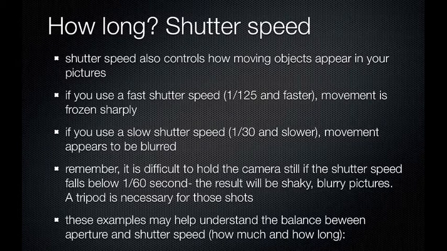Remember, it is difficult to hold the camera still if the shutter speed falls below 1/60th of a second. The result will be shaky, blurry pictures. A tripod is necessary for those shots. These examples may help you understand the balance between aperture and shutter speed, or the balance between how much and how long.